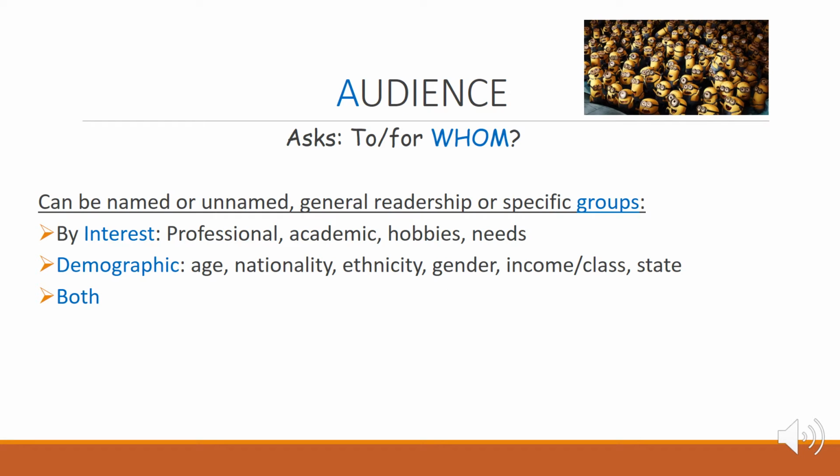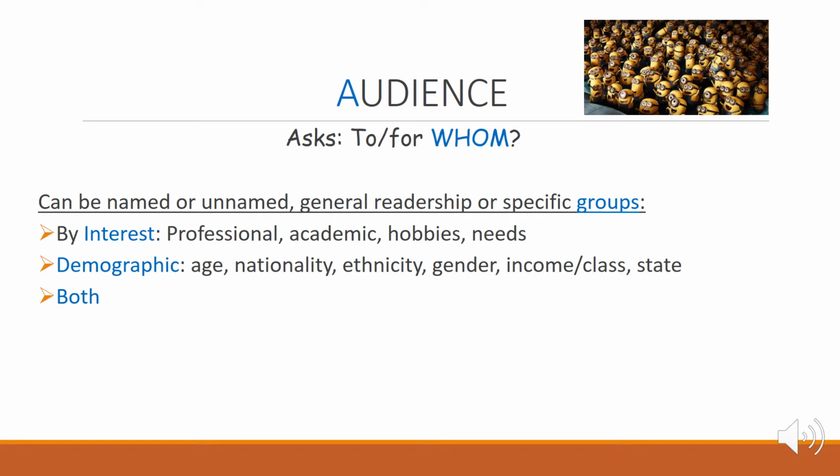Now, every reason has an audience. If the text is trying to do something, it's trying to do it to someone. And the audience for a text can be named or unnamed. Some texts will be aimed at a general readership, but more often, texts will be aimed at specific groups. Now, those groups can be broken down by interest. Some texts will be aimed at people who want to know more about gardening. Some texts will be aimed at people who want to know more about teaching, or riding skateboards, or about surgery.